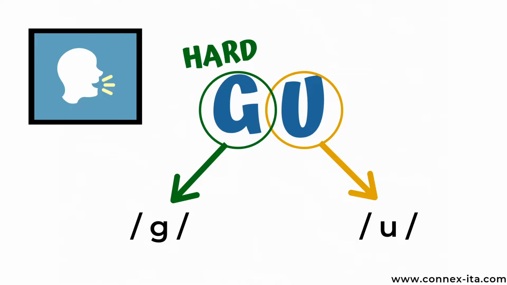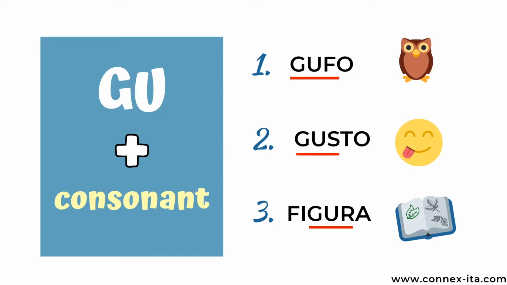Here you go. This is the general rule. In Italian, when followed by the vowel U, the letter G always gets a hard sound. Listen and repeat with me. Gu, gu, gu. Note that G and U are pronounced as separate letters, so make sure you clearly say the U as well. Let's see now some examples.